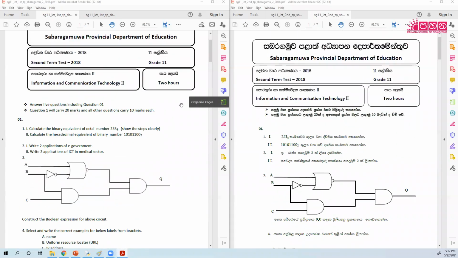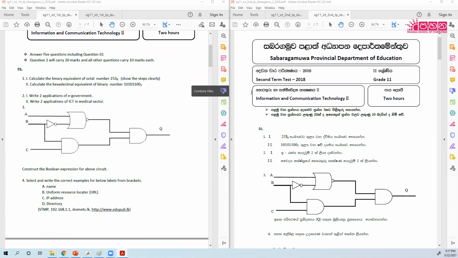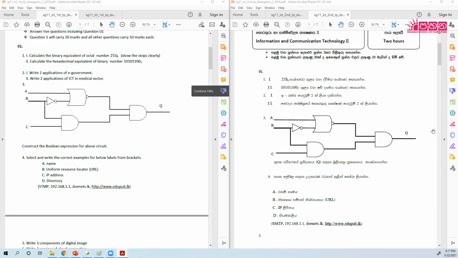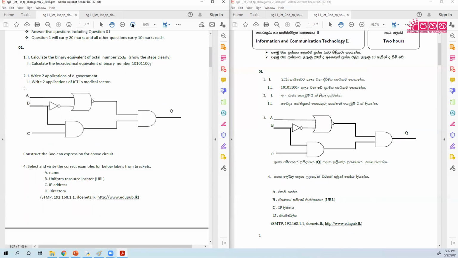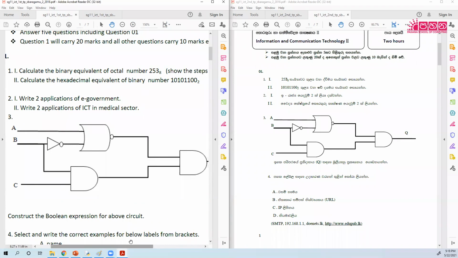Right? So I have sent you the second term paper, grade 11, Sabaragamuwa Provincial Department of Education. Shall we quickly do the first one? I want you to send me the answer in the chat. The first one, we want to find out the binary equivalent of octal number 253. So let's try this.